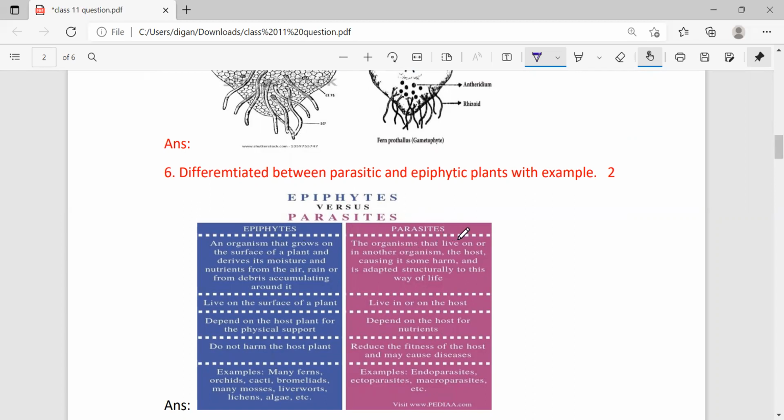Whereas a parasite is an organism that lives on or in another organism, the host, causing it some harm, and it is adapted structurally to that life. It means a parasite not only grows on the host, it also harms the plant. Second, epiphytes live on the surface of a plant, whereas parasitic plants live either on or inside the body of the host. Epiphytic plants are not dependent on the host for food, whereas parasites are completely dependent on their host for food. Epiphytes are not harmful to their host plant, whereas parasites harm the plant.